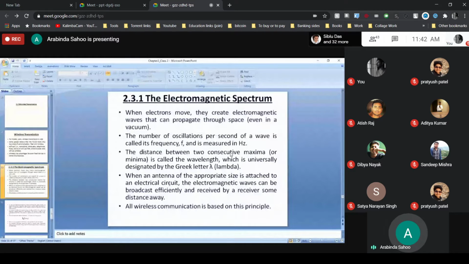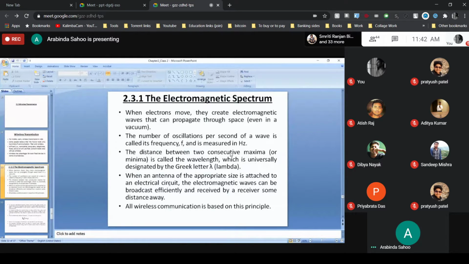The number of oscillations per second of a wave is called its frequency f, and it is measured in hertz. Suppose 50 hertz means 50 cycles per second; 1 hertz means 1 cycle per second.